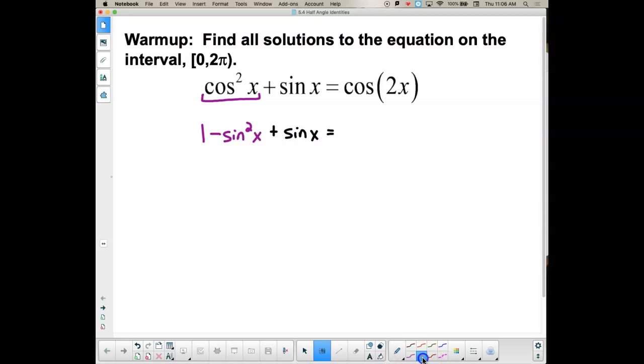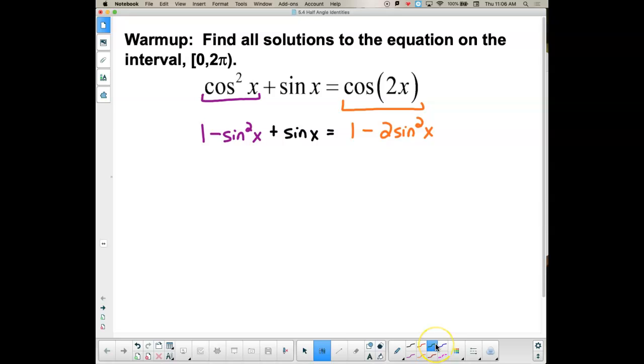Then I would also take this cosine of 2x, and according to number 22 on your identity sheet, you've got 3 choices. We could go with cosine squared minus sine squared, we could go with 2 cosine squared minus 1, or we could go with 1 minus 2 sine squared. I'm going to go with 1 minus 2 sine squared because that now gives me nothing but sines in my problem. Okay?